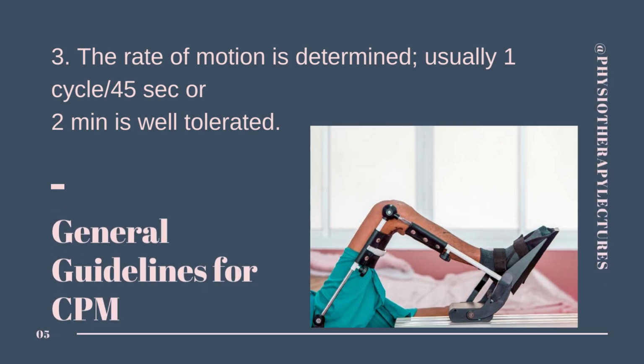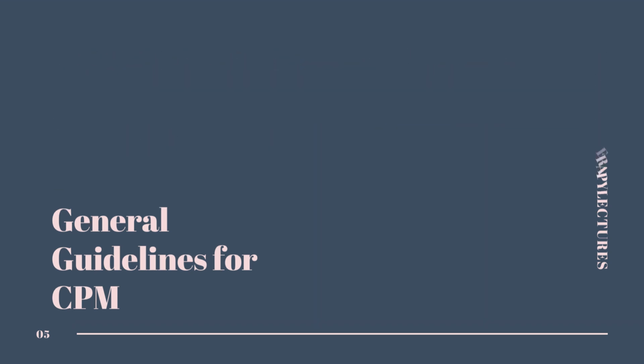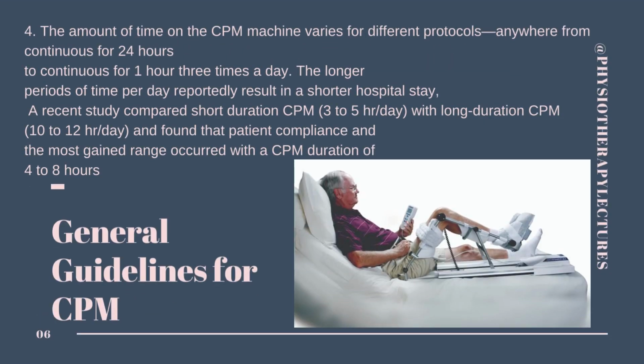The third one is the rate of motion, which is determined. Usually one cycle per 45 seconds or 2 minutes is well tolerated by the patient. This guideline shows the time and the rate of motion at which the continuous passive motion can be performed. After that, the fourth general guideline for CPM is that the amount of time on the CPM machine varies for different protocols. In some, there is continuous passive motion for 24 hours, or in some cases, there is continuous motion for 1 hour, repeated 3 times a day.